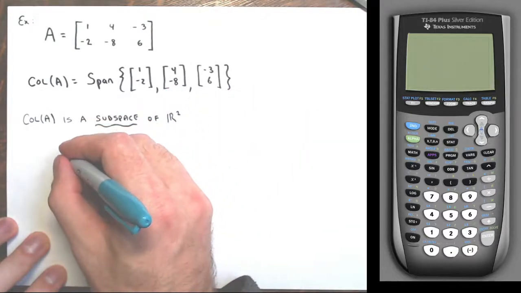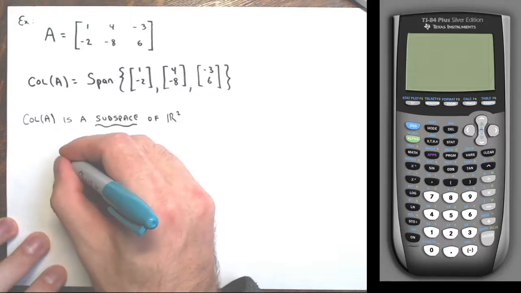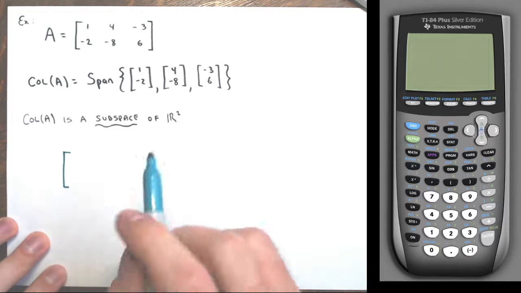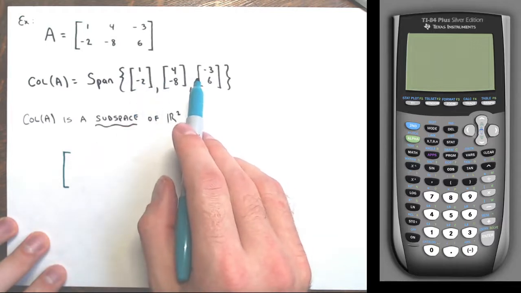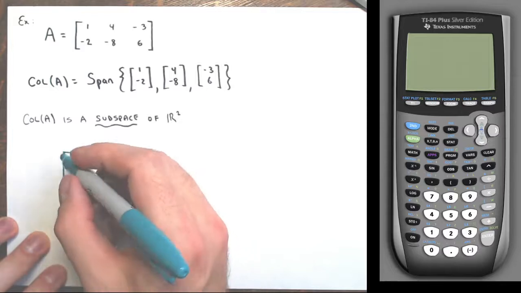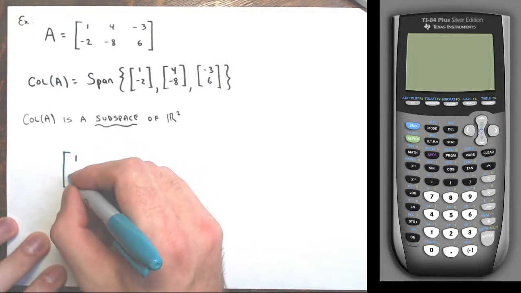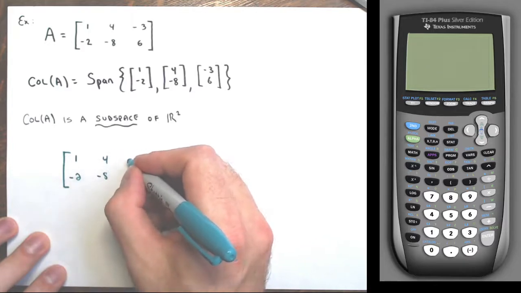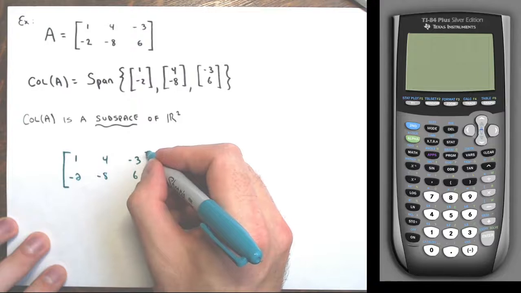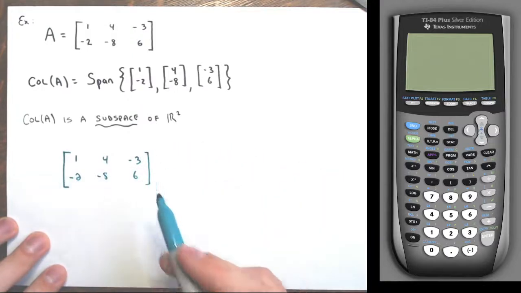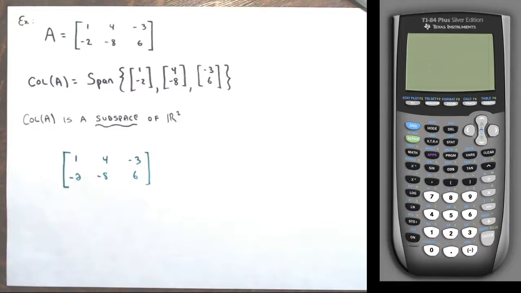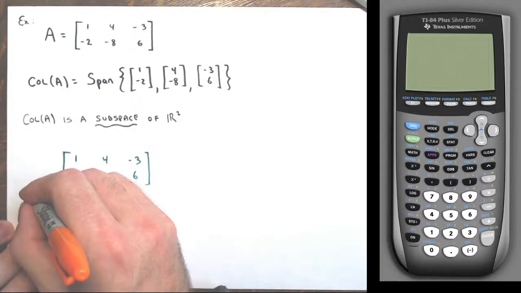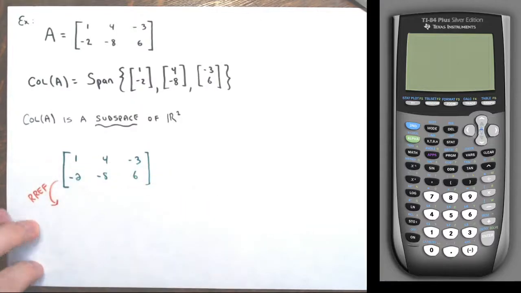If I was to set up that equation to test for independence, and set up a system of equations involving some x1, x2, x3, trying to find some scalars so that a linear combination of these three vectors equals the 0 vector, I'd end up with this system, where the first column is 1, -2, the second is 4, -8, the third is -3, 6, and then some zeros on the other side. But I'm just going to write matrix A again, and put this into reduced row echelon form.